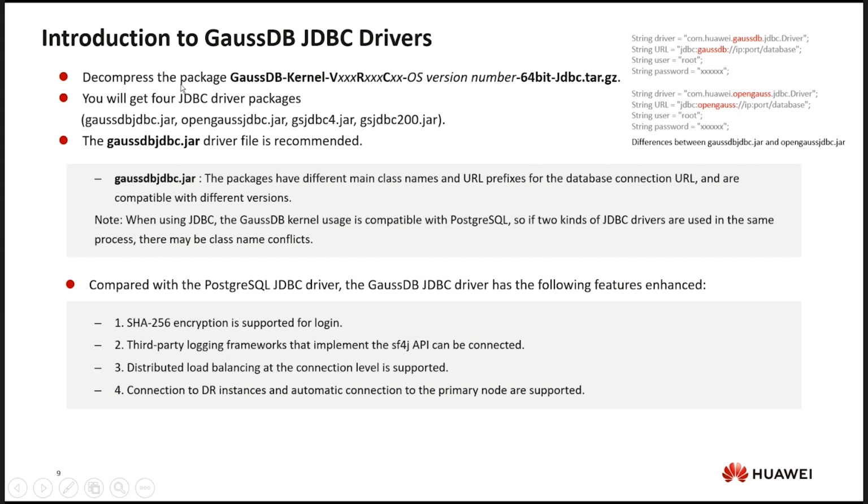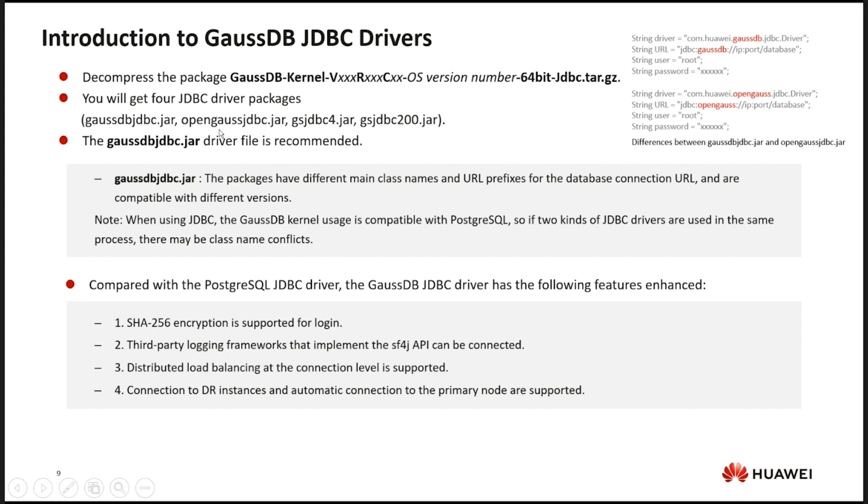So here I will talk about how to get our JDBC package. First of all, you need to get this compressed file from our website. Then in this compressed file, you get four JDBC driver packages. All you need to know is the first one, the GaussDB JDBC jar. It's the driver you're going to use. The others provide the same features, but exist for compatibility reasons.